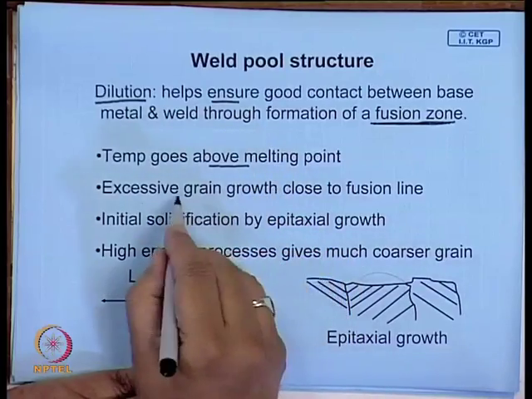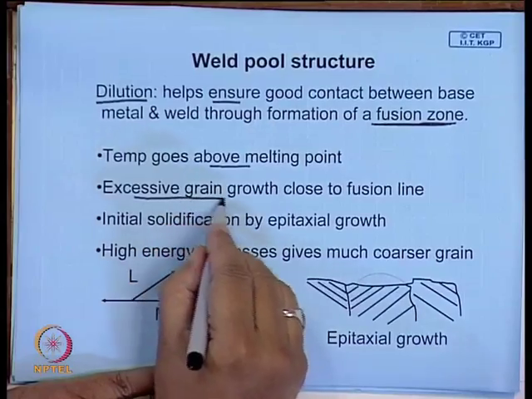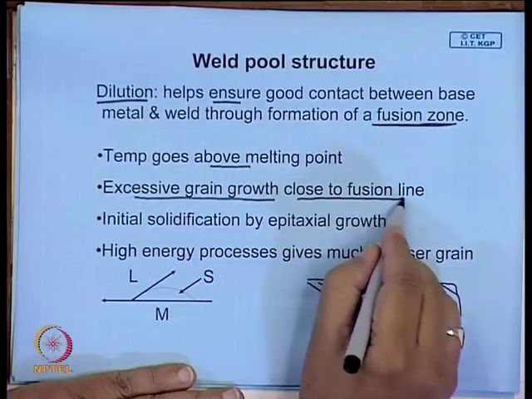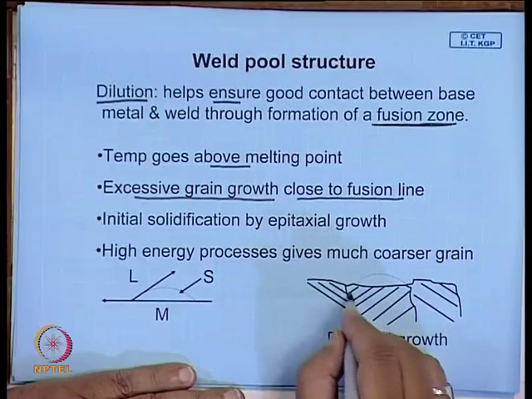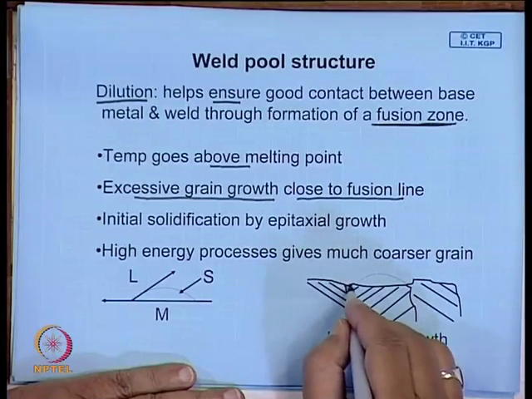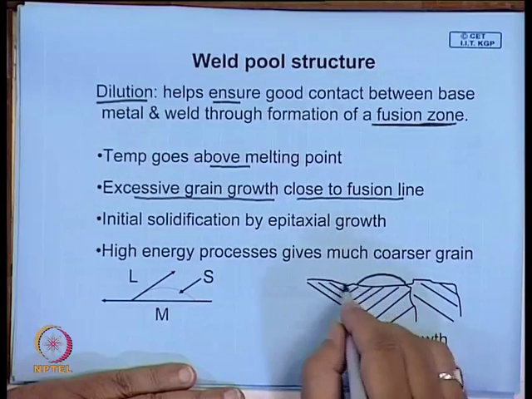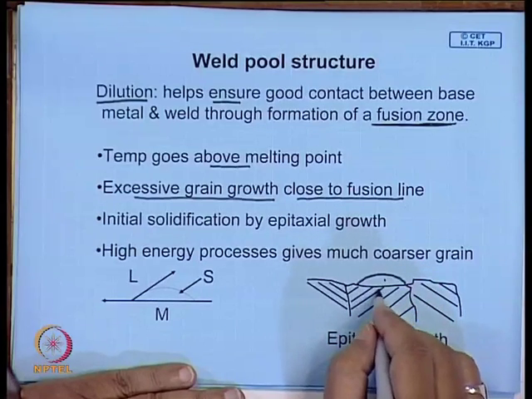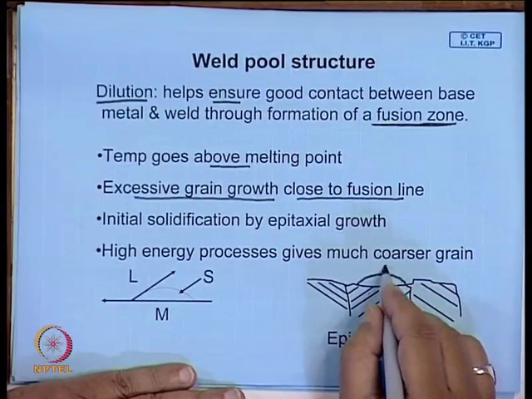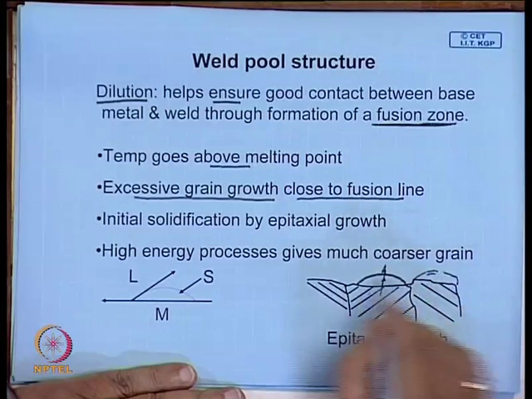And if the temperature goes above melting point, in the just surrounding region the temperature will be so high that there is likely to be excessive grain growth close to the fusion line. Suppose this is schematically shown: you have these excessively large grains, and when solidification starts, this is the same metal. So the orientation of the solidifying crystal will actually be an extension of this crystal, and it will grow in this direction. Similarly, this may have another different direction of growth.